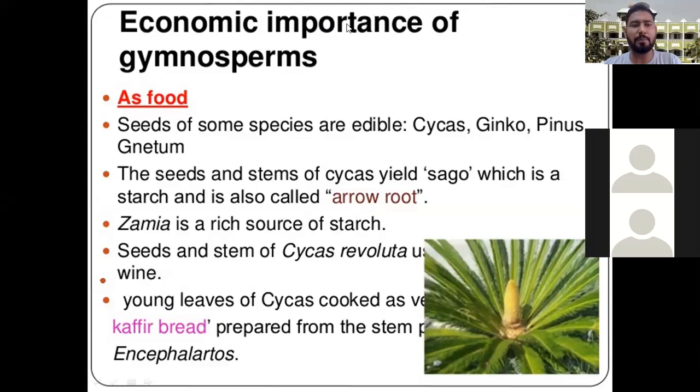Now you can see economic importance. It is used as a food. Seeds of some species are edible: Cycas, Ginkgo, Pinus, and Gnetum. These seeds are used as food.